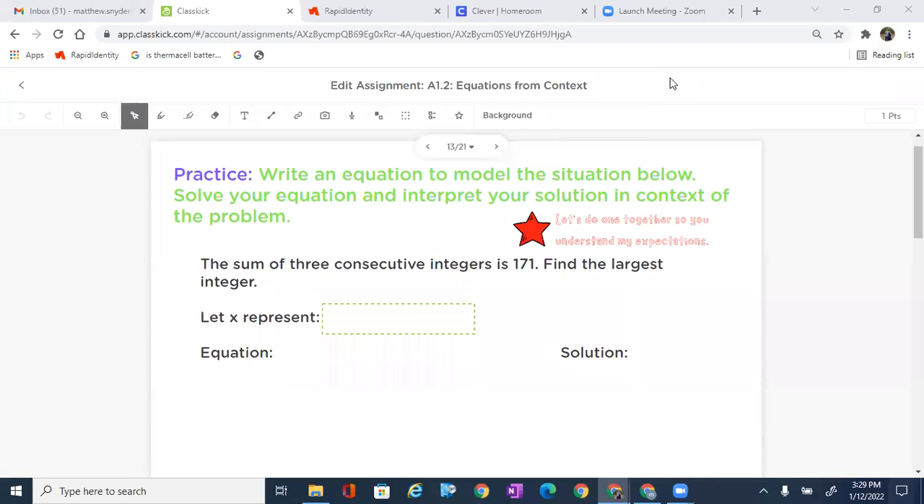All right, we're going to go ahead and write an equation to model this situation. And after we write it, we're going to solve our equation and we are going to interpret our solution. So we need to write, solve, and interpret those three things. So let's go ahead and get started.